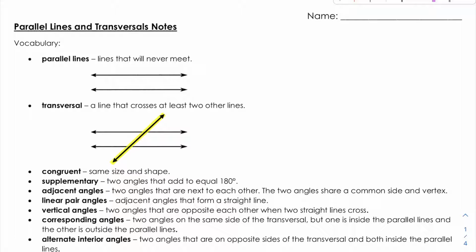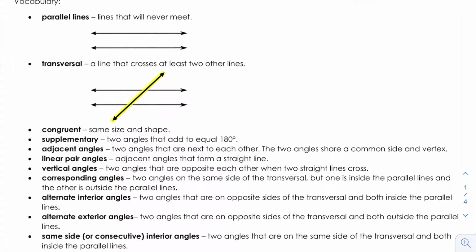Vertical angles are two angles that are opposite each other when two straight lines cross. Corresponding angles are two angles on the same side of the transversal, but one is inside the parallel lines and the other is outside the parallel lines. Alternate interior angles are two angles that are on opposite sides of the transversal and both inside the parallel lines. Alternate exterior angles are two angles that are on opposite sides of the transversal and both are on the outside of the parallel lines.